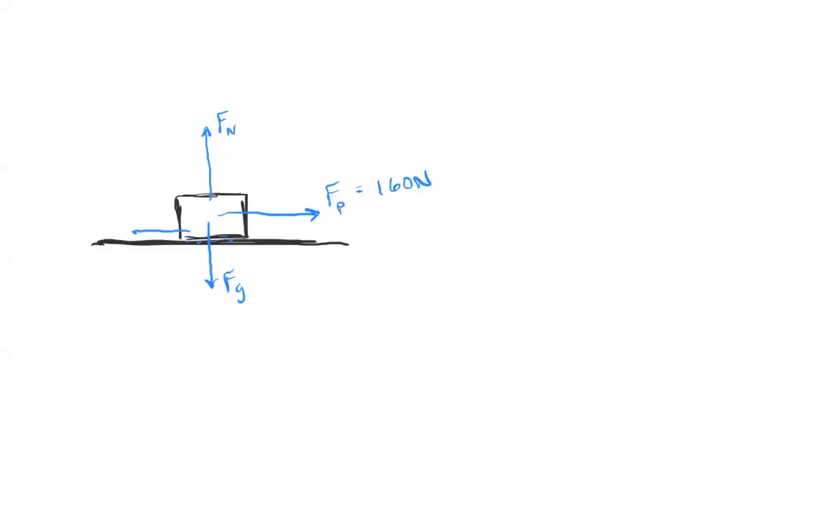Since we don't really know much about the situation yet, we'll just call it F sub F, and we'll put it in opposition to the push that we're putting on it. Okay? And I've drawn it a little smaller, but we don't actually know that at this point. We'll just be able to figure it out as we go through this problem.